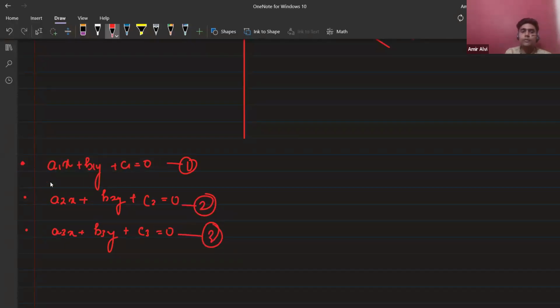I've told you that if there are three unknowns in the equations, we need three equations to solve them. I told you in the first class, if we have two variables, we need two equations. If we have three unknowns, we need three equations. If we have one unknown, we need one equation to solve it.